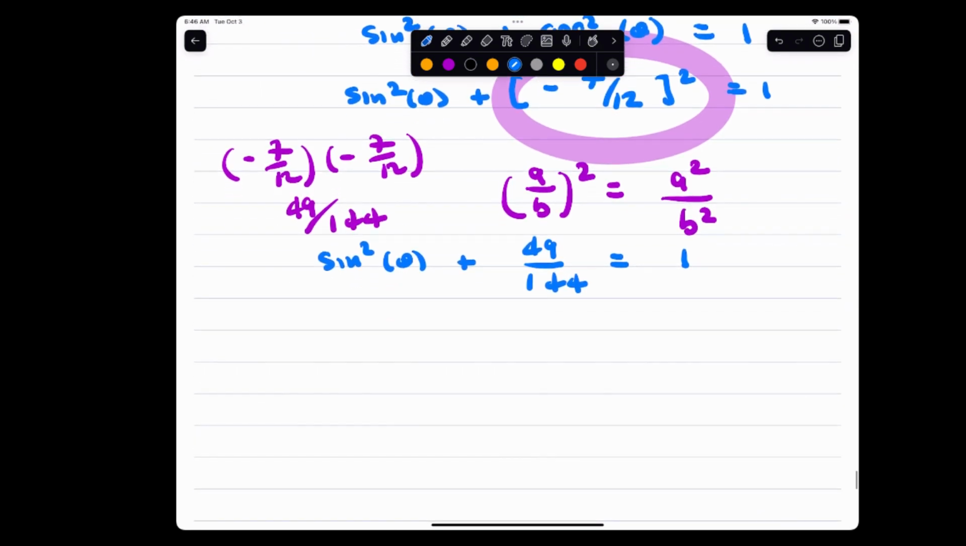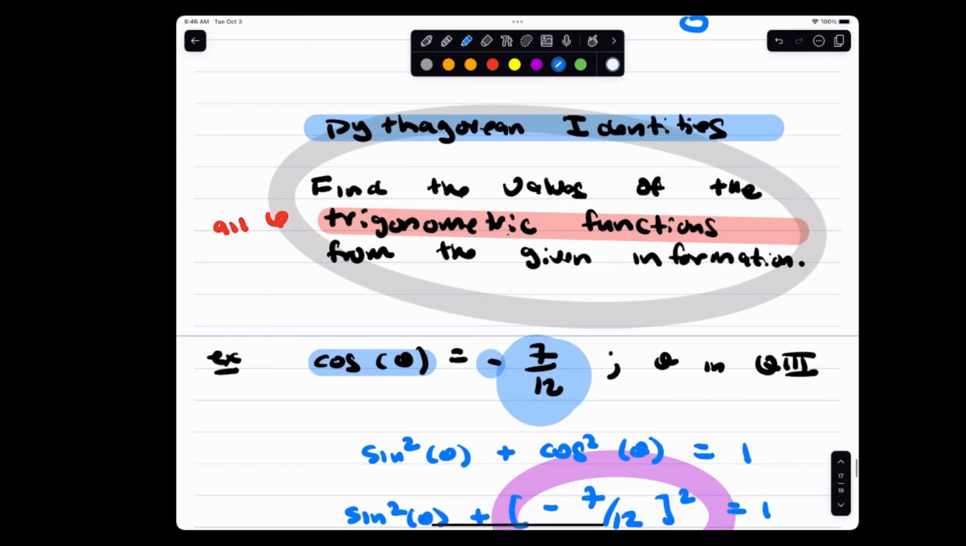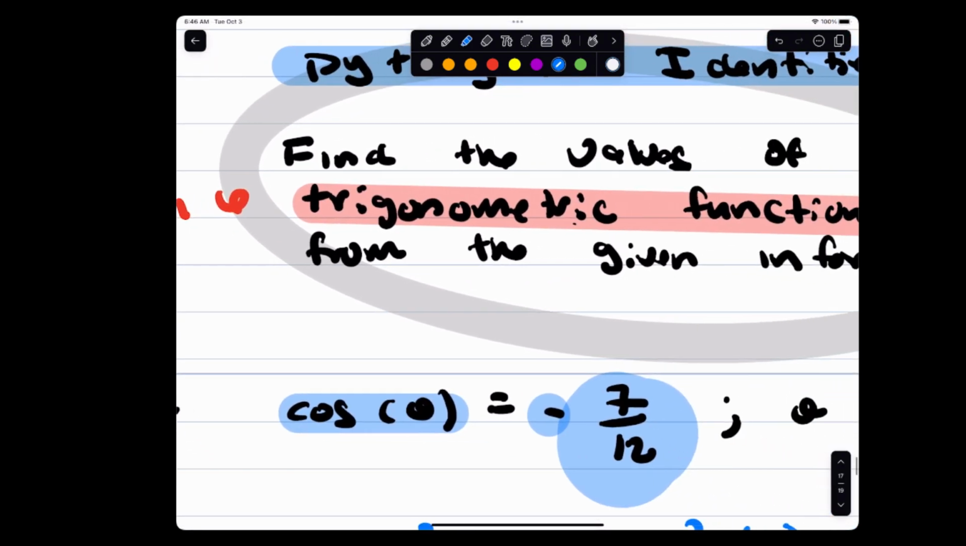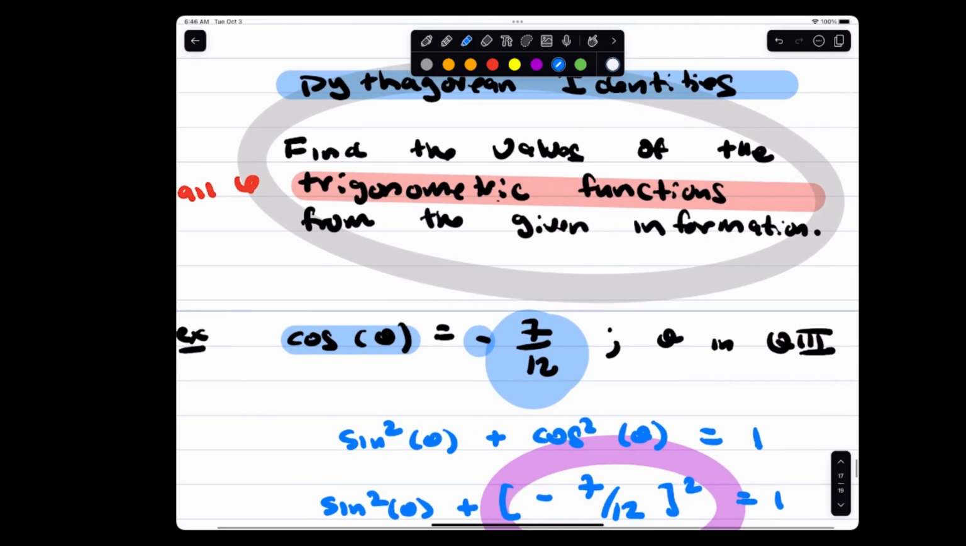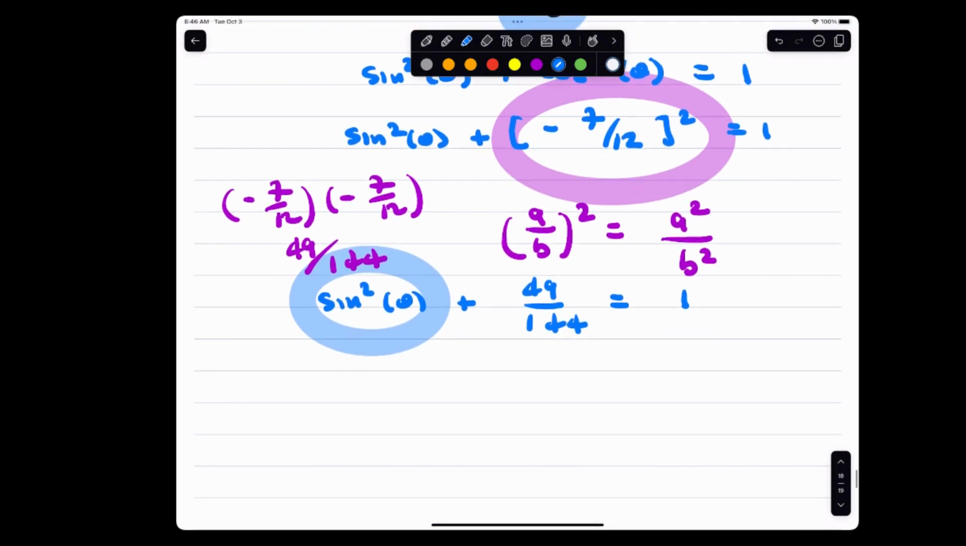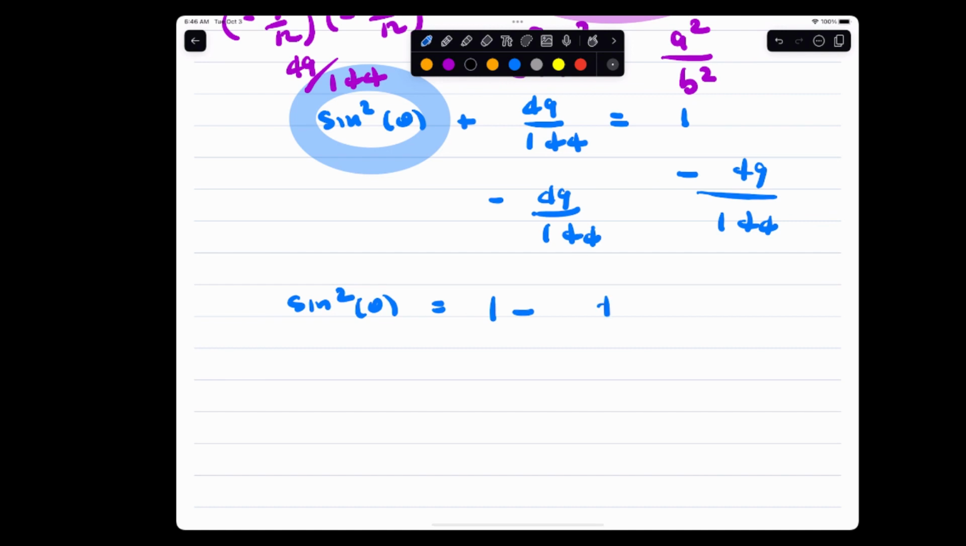Okay? So you sit there and you say, well, I have this equation with sine squared. That means you can find sine. Because we have to find all 6 trig ratios, trig functions. All 6, we only have cosine. So this is going to give us sine. And so good. You say, okay, we're going to get sine now. So you'll have to subtract, though, 49 over 144 from both sides. Yeah, what do you get? You get sine squared theta is going to be 1 minus 49 over 144.